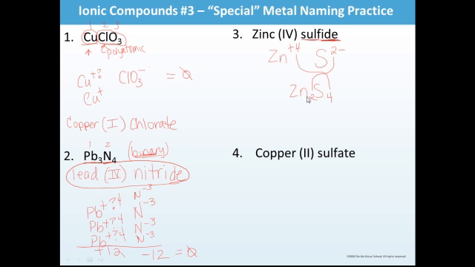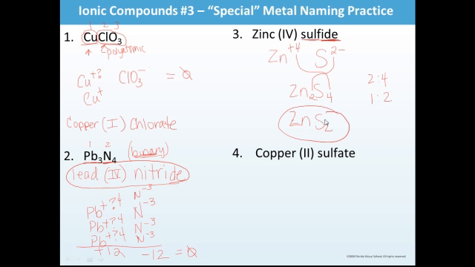Now remember, crisscross and reduce. 2 to 4 can be reduced, right? You can divide both of them by 2. My correct answer is ZnS2. So you've got to be careful, because what if I had given you ZnS2 and asked you to name it? The charge of zinc is actually 4, not 2. So be very careful.